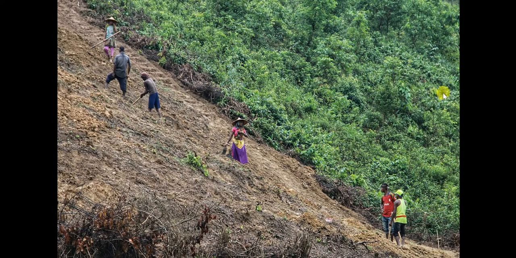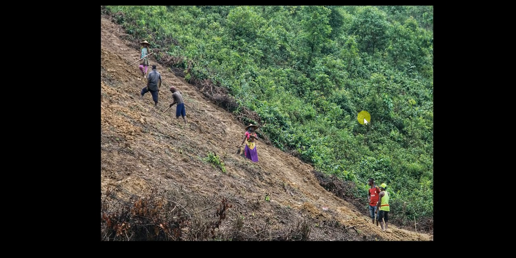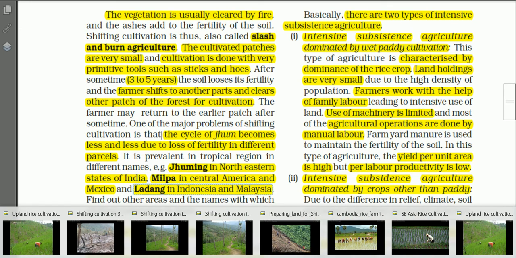And this is another photograph showing preparing land for growing crops, okay, on the slopes of the hills. Actually, this photograph has been taken in Bangladesh. Okay, so these are some of the photographs showing about shifting cultivation.